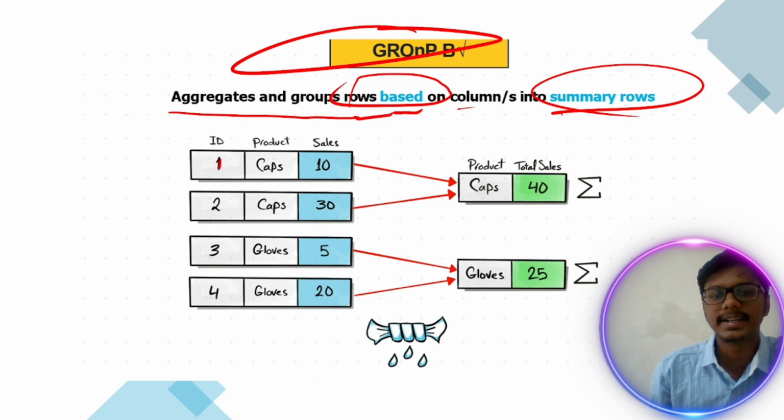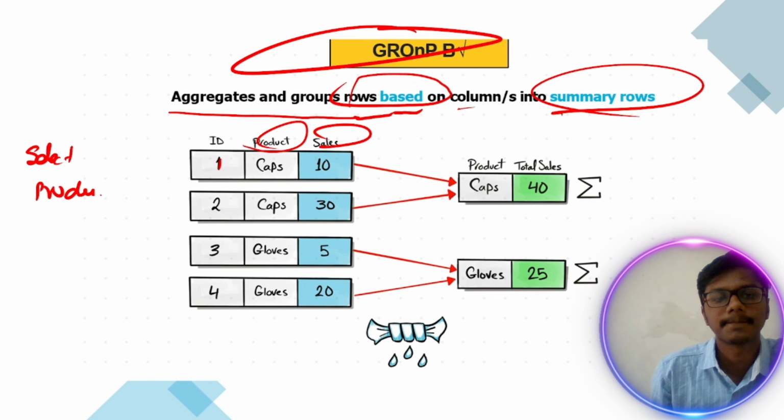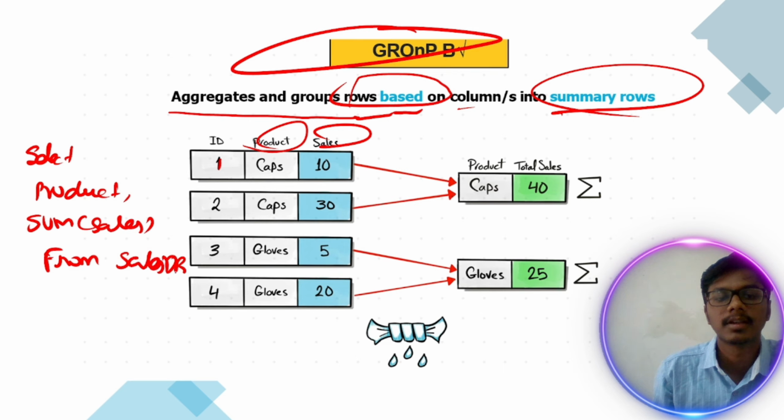Consider, guys, this is an ID, this is the product name, and this is sales. Now we are going to group by the products. How can we write the query? SELECT product and the SUM of the sales FROM which database? Consider this is a sales database, sales DB. GROUP BY product.